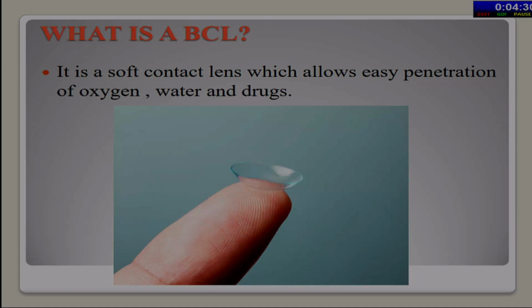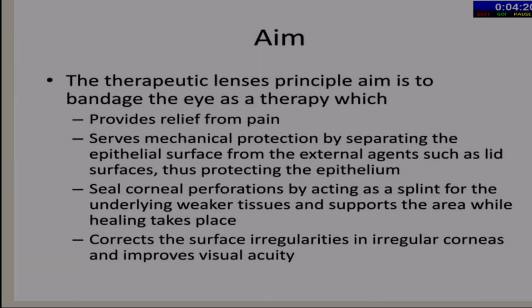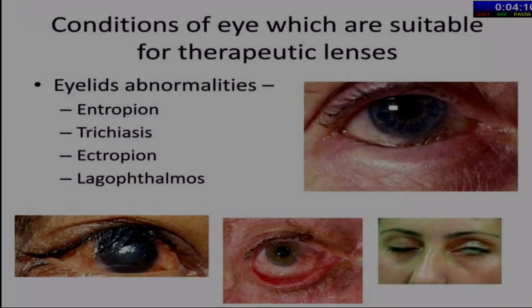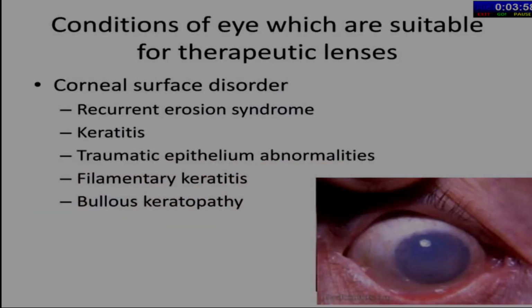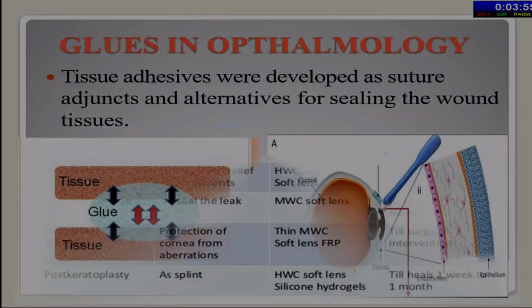First, we shall briefly discuss BCL. It is a soft contact lens which allows easy penetration of oxygen, water and drugs. Main aims of BCL are: it provides relief from pain, serves mechanical protection, seals small corneal perforations and corrects surface irregularities in irregular corneas. Other conditions in which BCLs can be used are eyelid abnormalities such as entropion, ectropion, trichiasis, ocular surface disorders, chemical injuries, dry eye, Stevens-Johnson syndrome, corneal surface disorders such as keratitis, bullous keratopathy.